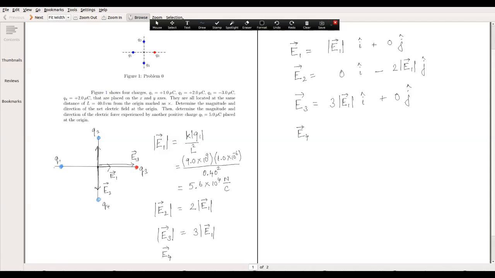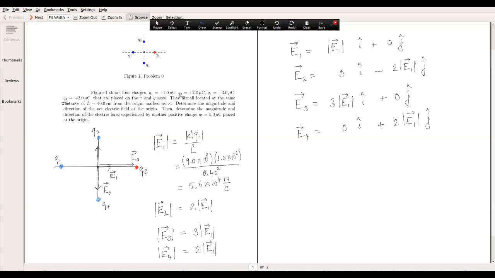So E4 is equal to 2 times E1, and Q2 and Q4 are the same. So there is no horizontal component, so it's 0 i hat, but this time it's pointing upward, so it's plus 2 times E1 j hat. That's your individual electric fields.